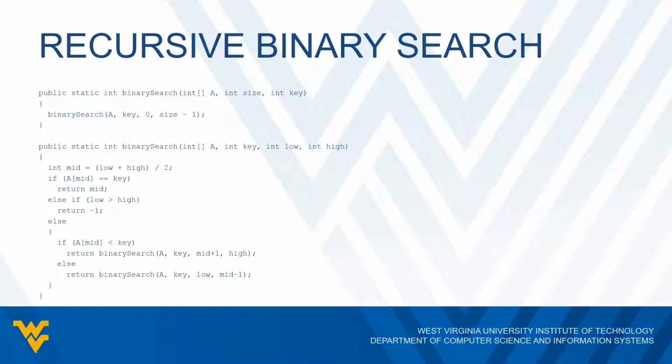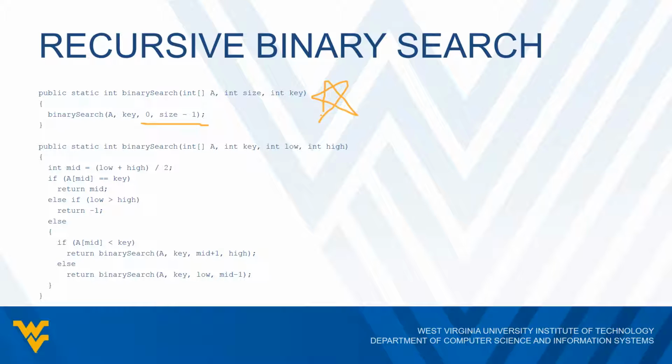Here's the code for the recursive version of binary search. We actually have two different methods. The method up here is the original call. Whenever we call binary search, this is what we call. Inside of it, we call the second version of binary search, where we pass the lower bound and upper bound of where we want to search. Initially we want to search the entire array, so our lower bound is 0, and our upper bound is size minus 1.